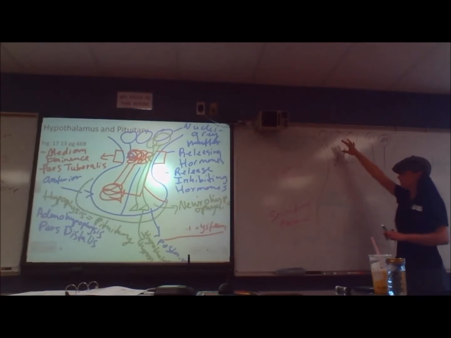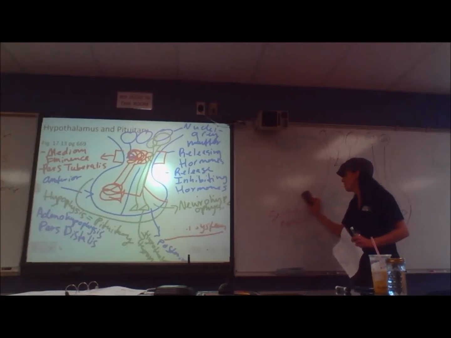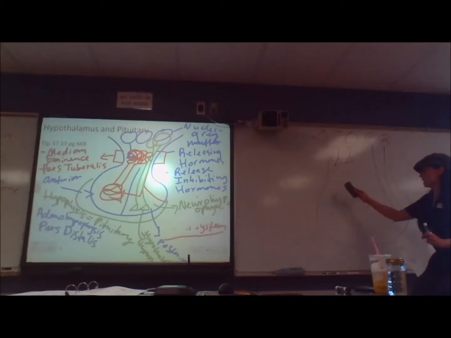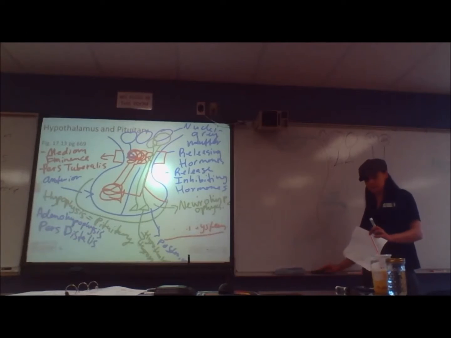So it's released from neurons in the hypothalamus into the median eminence. It travels through the hypothalamo-hypophyseal portal system and pools around all of the cells in the anterior pituitary. It binds to CRH receptors on corticotropes, and those cells release ACTH to the blood.